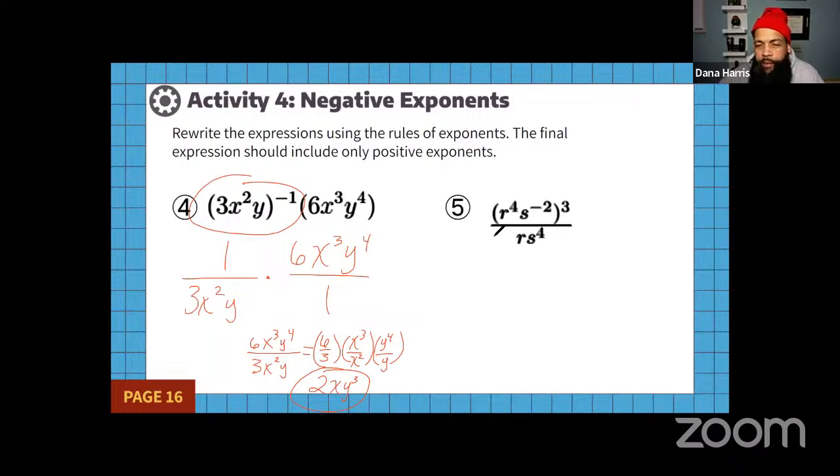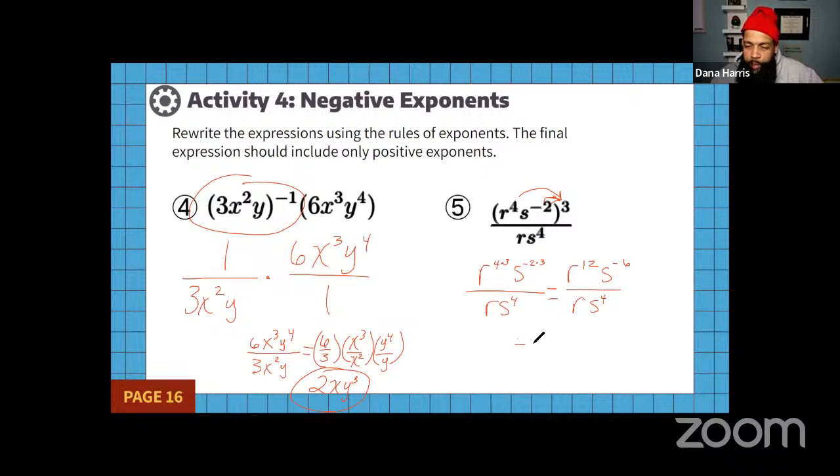Number 5, remember, we're taking this to that power and this to that power. Okay, so I have r to the 4 times 3 power, s to the negative 2 times 3 power over r s to the 4th. Remember, the denominator is standalone. So I have r to the 12th power, s to the negative 6th power over r s to the 4th.